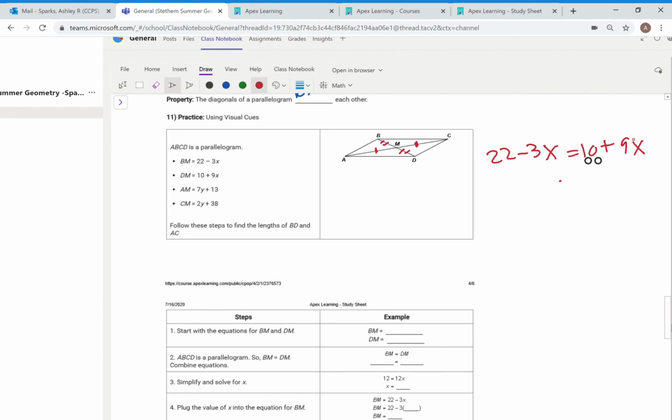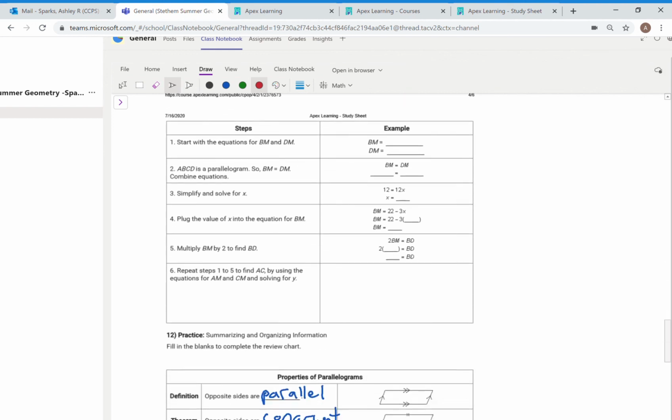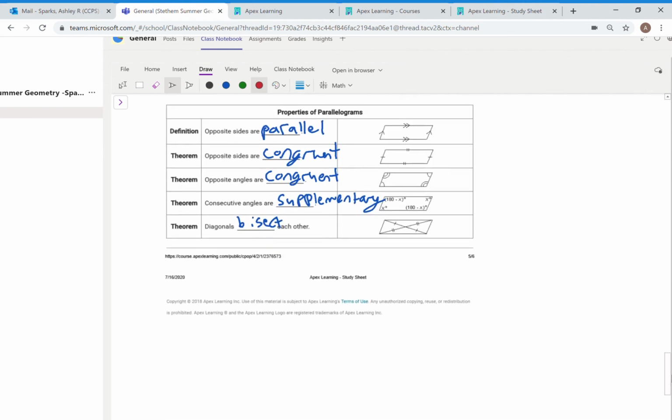We'll work with solving. I won't make this video any longer. And so this is your list of rules. Opposite sides are parallel, opposite sides are congruent, opposite angles are congruent, consecutive angles are supplementary, and diagonals bisect each other.